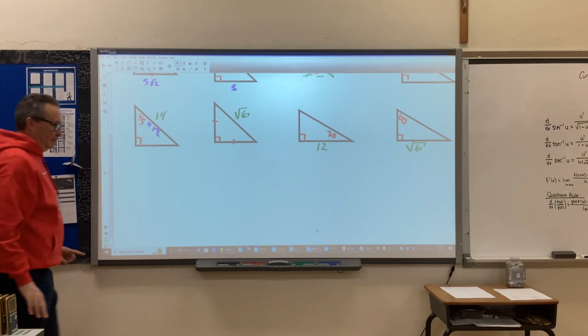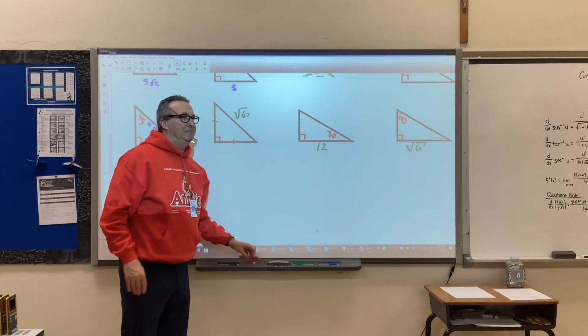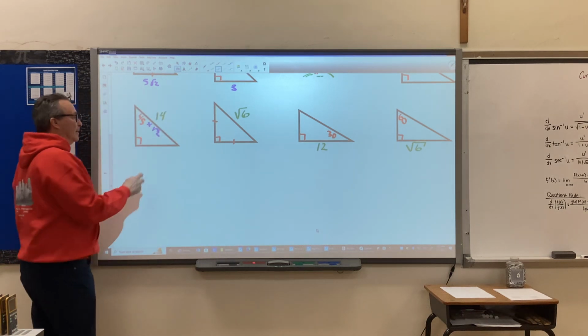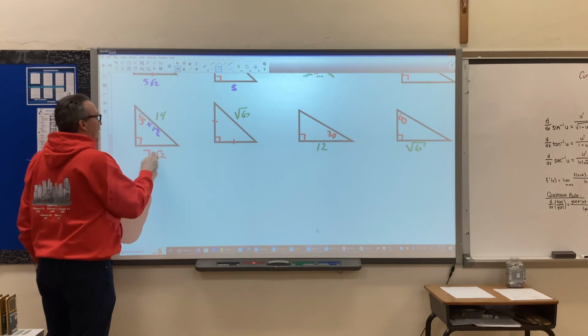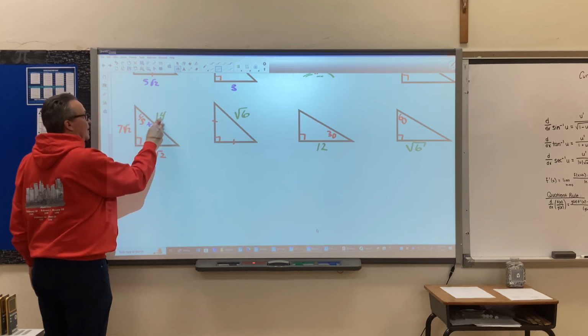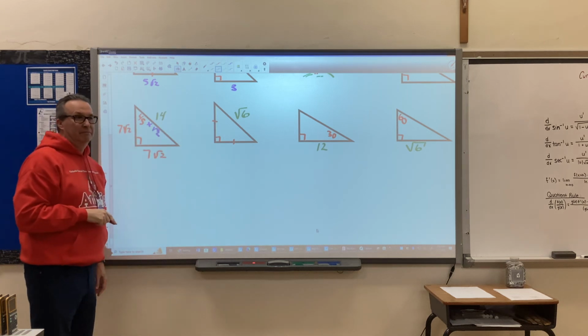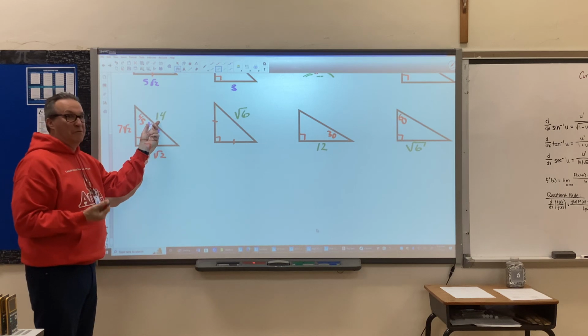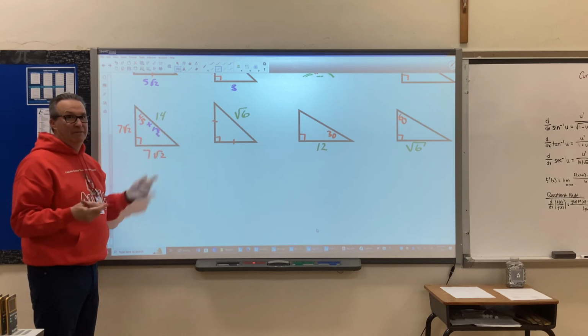Avery, what you got? That's correct. Half of this number times the square root of 2. If this number's 3, then it's 3 halves square root of 2. Easiest thing ever.